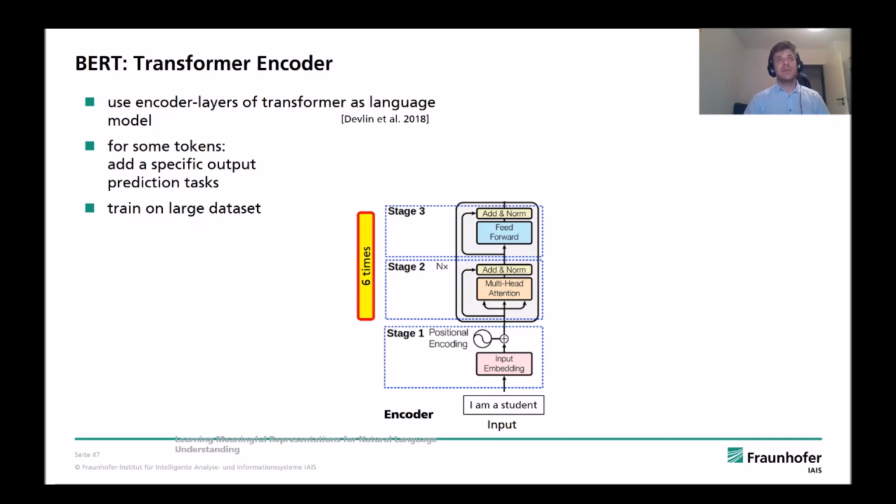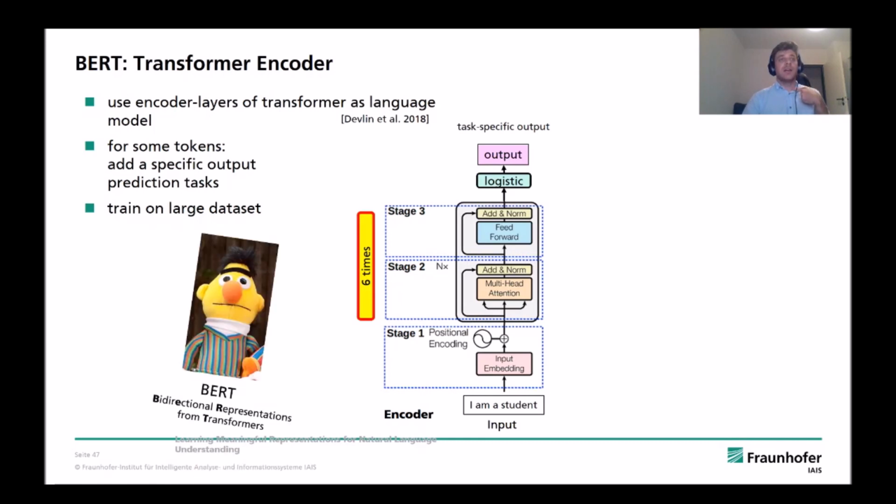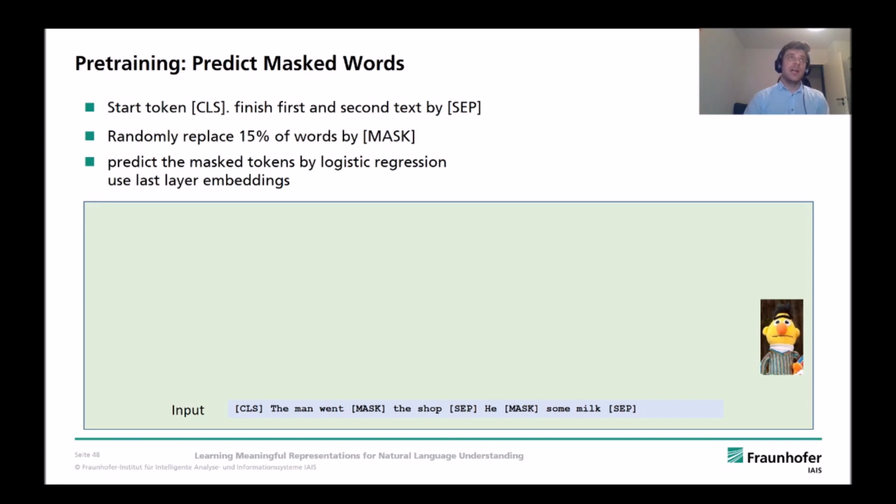BERT was introduced in 2018 by Devlin et al., and it creates some special tokens for prediction tasks. And again, it's trained on large data sets, as was also ELMo. BERT stands for Bidirectional Encoder Representations from Transformers. Now, the special tokens which I mentioned are the CLS token, or classification token, the separation token, and the masking token.